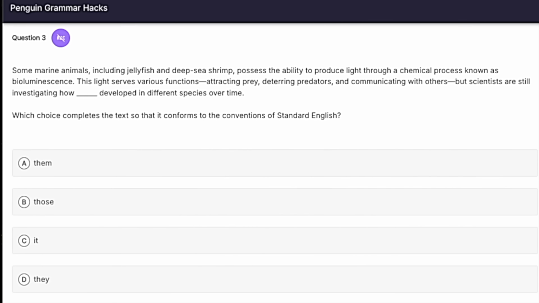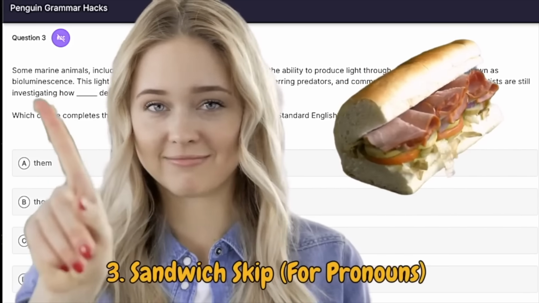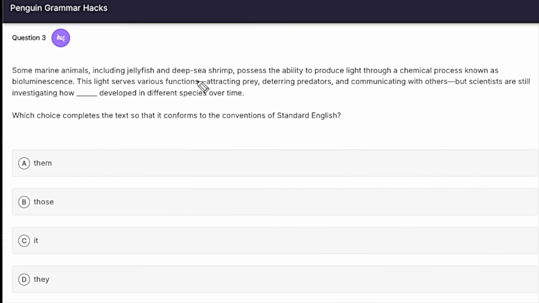And then of course, for pronoun questions, you should know we just need to find the antecedent. But while you're doing that, make sure to use the sandwich skip hack. And when I talk about sandwiches, I'm talking about things like this. We have a dash and we have another dash, a little dash sandwich. If you see a comma sandwich, you could do the same thing. Go ahead and ignore it and then work backwards from the blank space to find your antecedent. What developed in different species over time? As it often does, this goes all the way back to the beginning of the sentence, and this light is the antecedent. This light developed in different species over time. So we're going to go with the singular it.